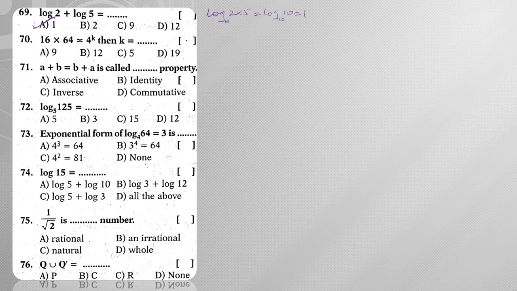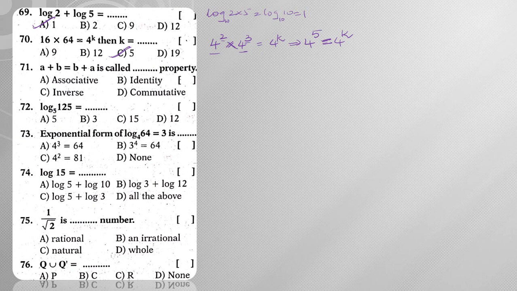Next, 70. 16 I can write as 4 square, into 64 I can write as 4 cube, is equal to 4 power k. Since here the bases are equal and it is in product form, I can add up the powers. Here we are having power 2 and power 3, so those can be added. So 4 power 5 is equal to 4 power k. In an equation, if bases are equal, then powers are also equal. So from this k is equal to 5.